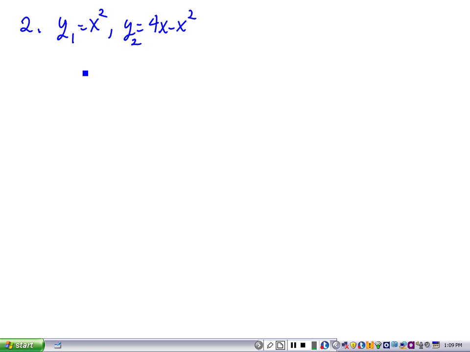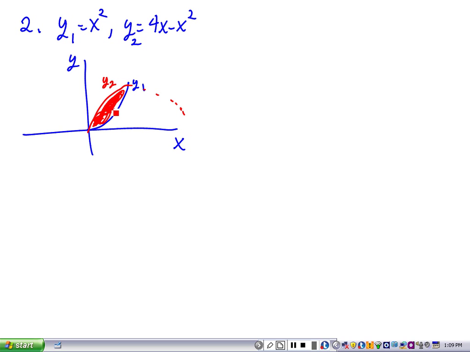Well, we have two parabolas, and this is a problem that we've seen in class so many times. You have the parabola that concaves upward, x squared, this guy is y sub 1. Then you have the parabola that concaves downward, y sub 2. It's doing all of that, but you don't need all of that. You just need the region that's bounded. This guy right here is y sub 2.